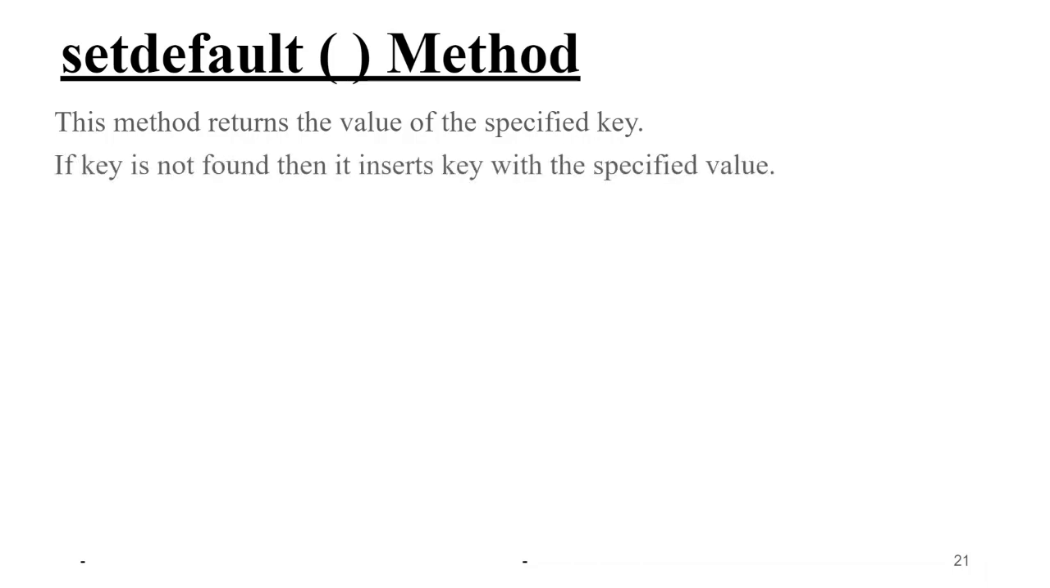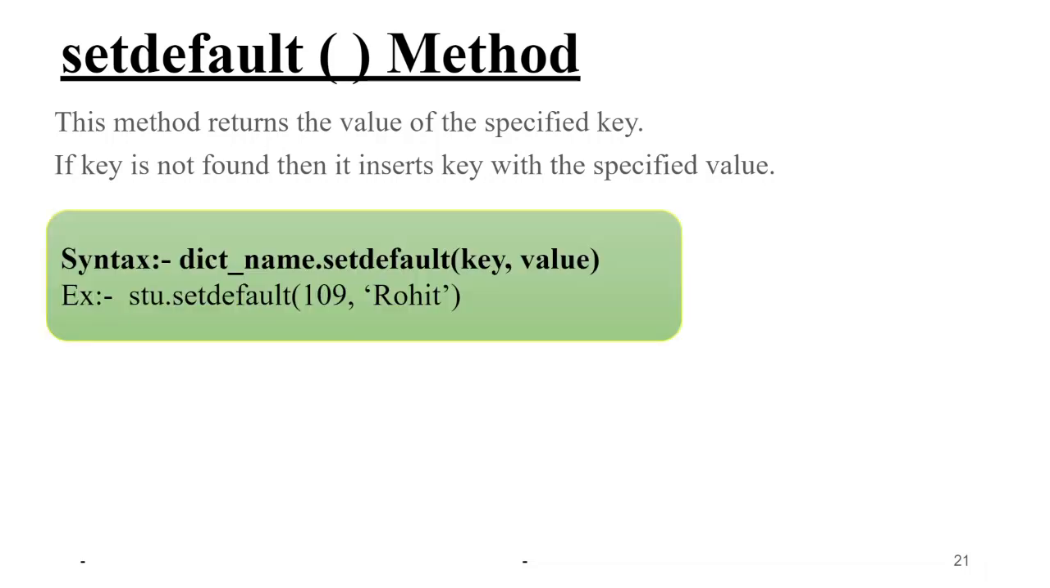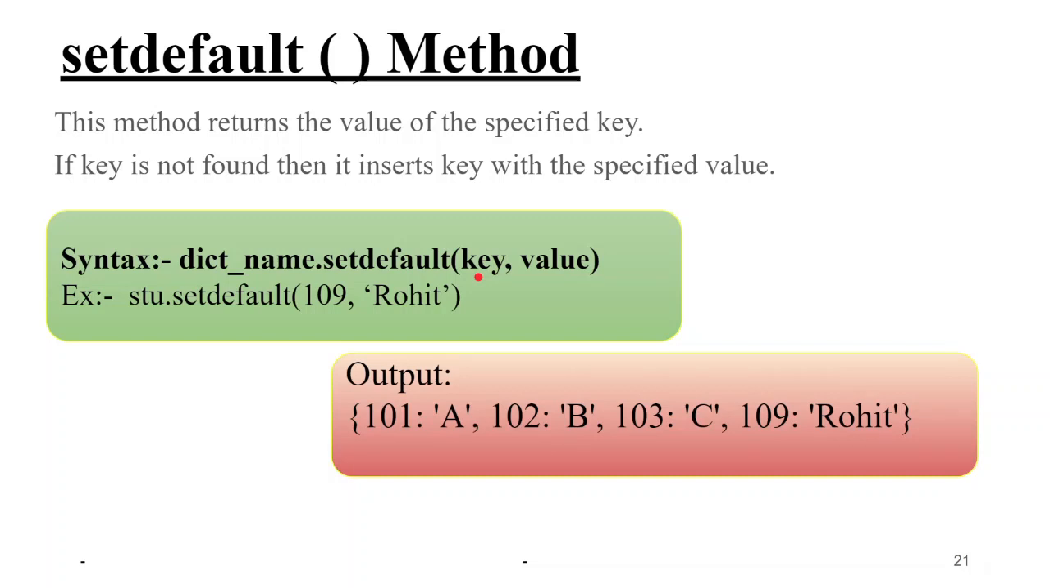Then we have another method called the setdefault method. This method returns the value of the specified key. If the key is not found, then it inserts the key with the specified value. So here is the syntax of using the setdefault method. It takes a key and a value as input. But if the key is not there, then it simply inserts the key with the specified value.